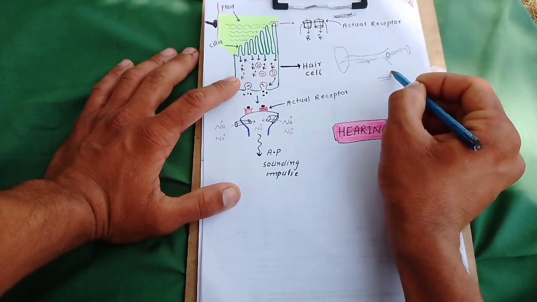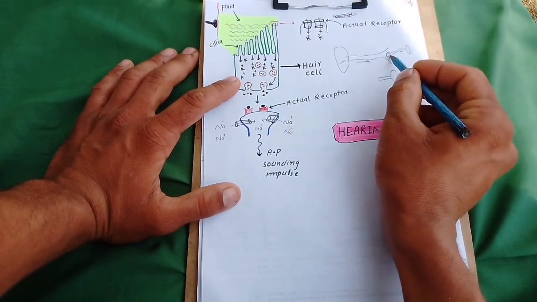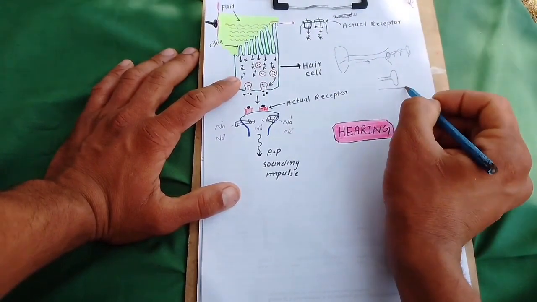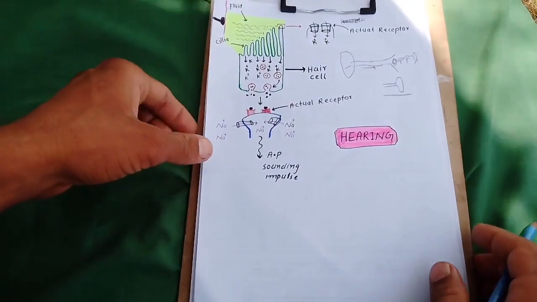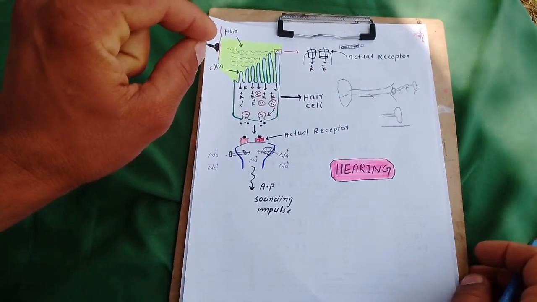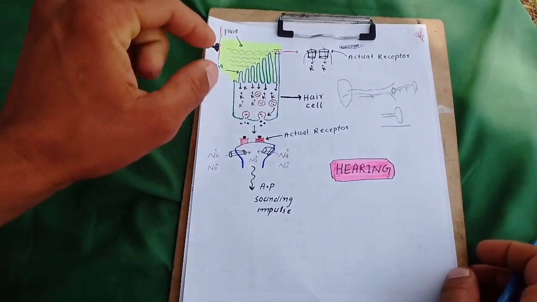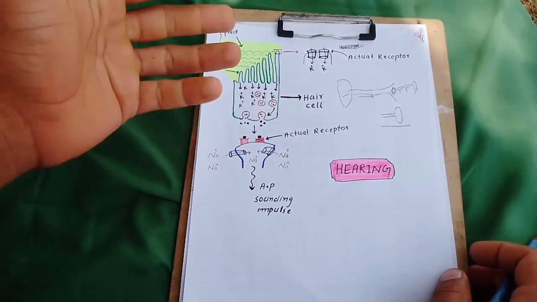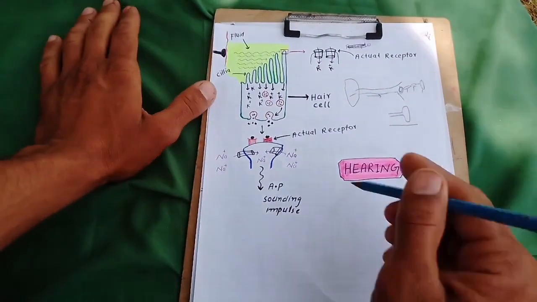So this is the stapes: malleus, incus, stapes. So this is the stapes. The hair cells are the cells which are present here. These are the receptor cells of the ear, which help in hearing and which help in balancing the body.